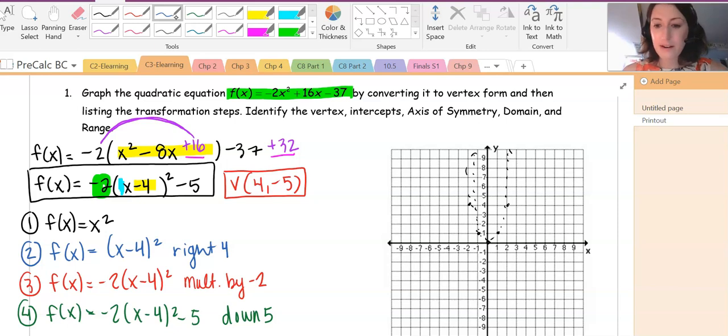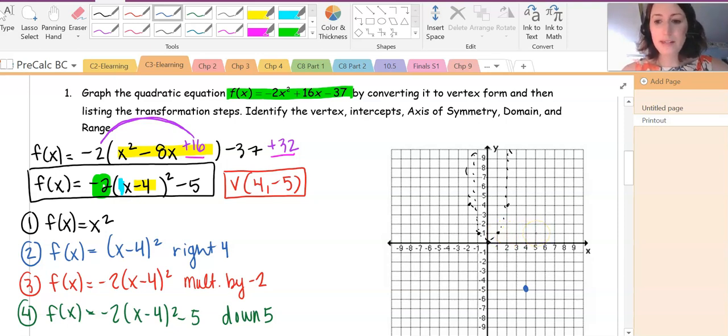So, okay, I'm going right 4. So I'm going to start at the vertex, right 4, 1, 2, 3, 4. I'm multiplying my y by -2, so that's just going to stay there. And then I'm going to go down 5. 1, 2, 3, 4, 5. Okay, there's my vertex. Next, I'm going to do 1, 1, right 4, 1, 2, 3, 4.